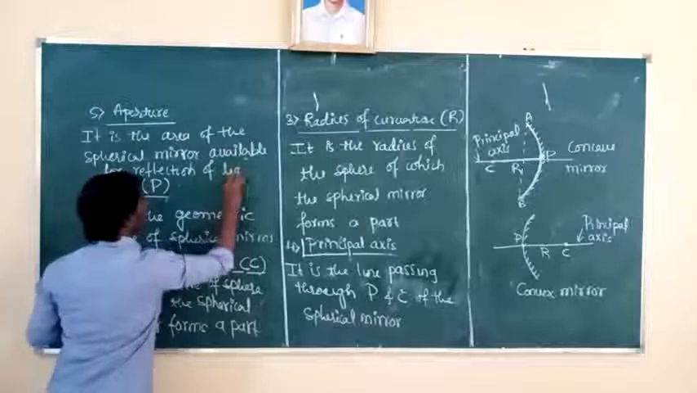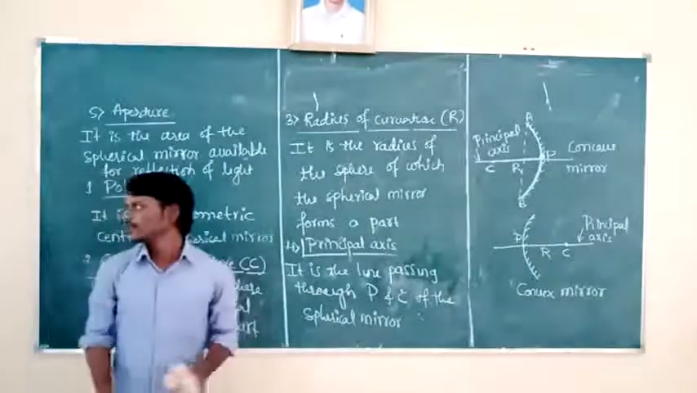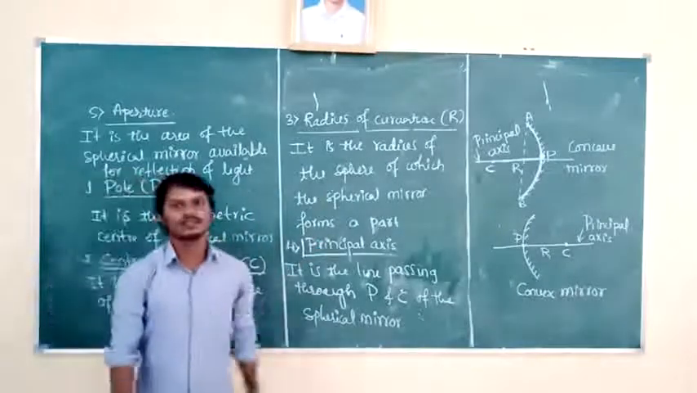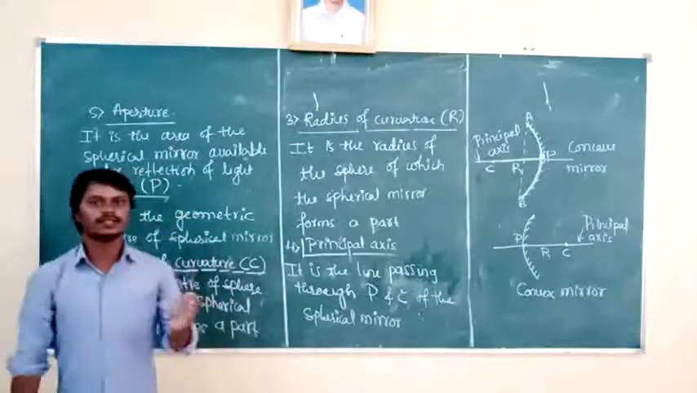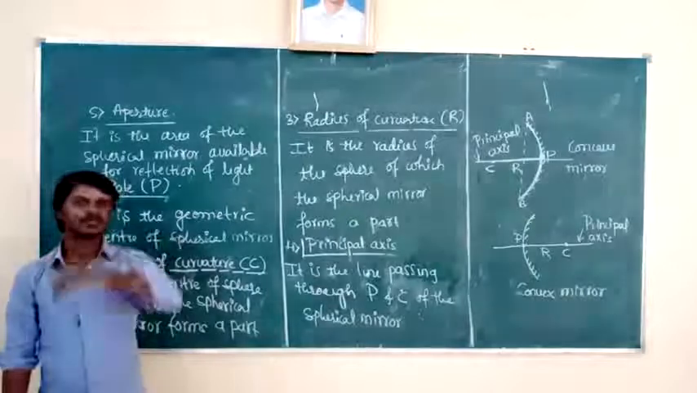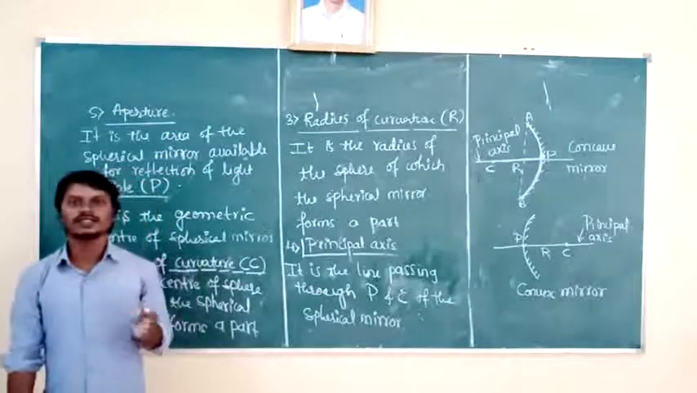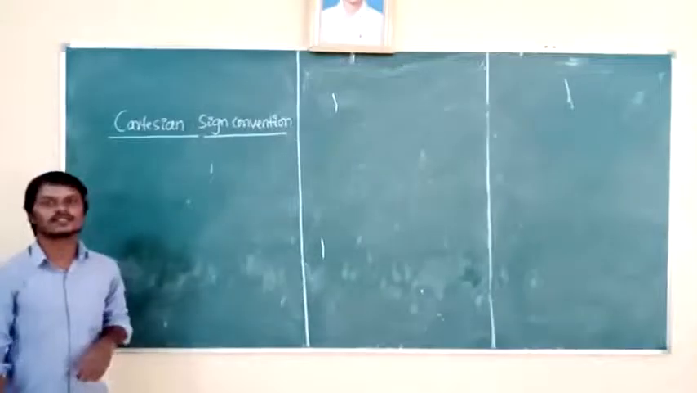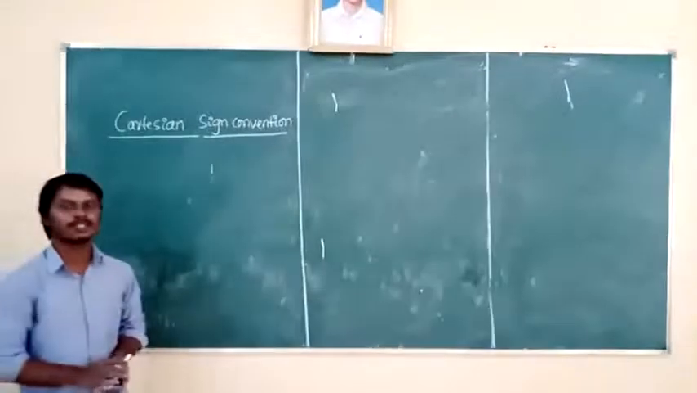So these are some terms related to the spherical mirror. While drawing the image formed by the spherical mirror, we are going to consider these terms. Next, there are two important terms: principal focus and focal length. Before that, we have to discuss the Cartesian sign convention used in the case of a spherical mirror.